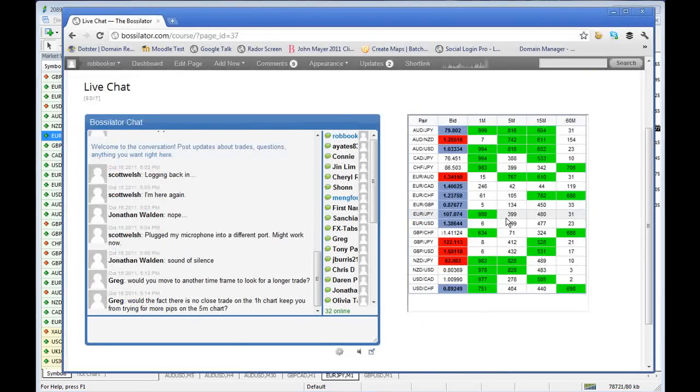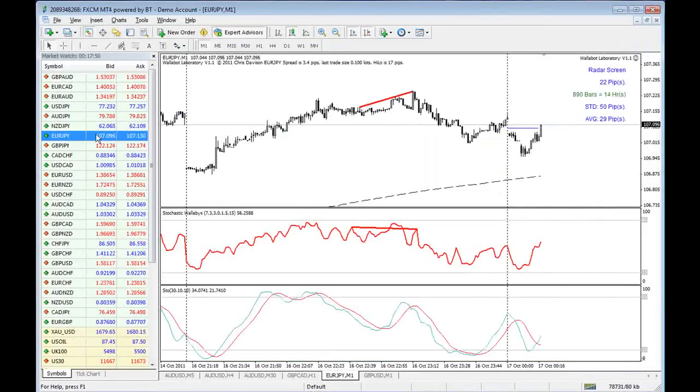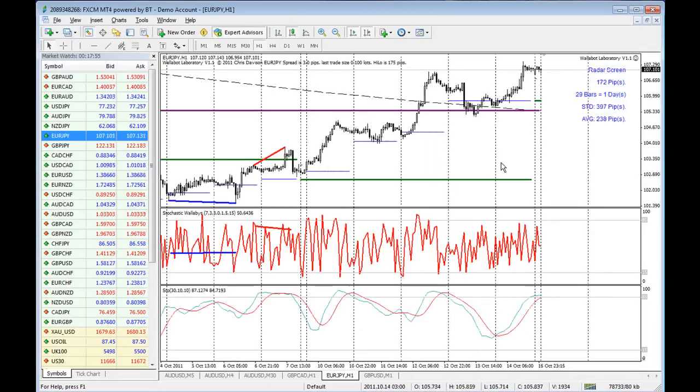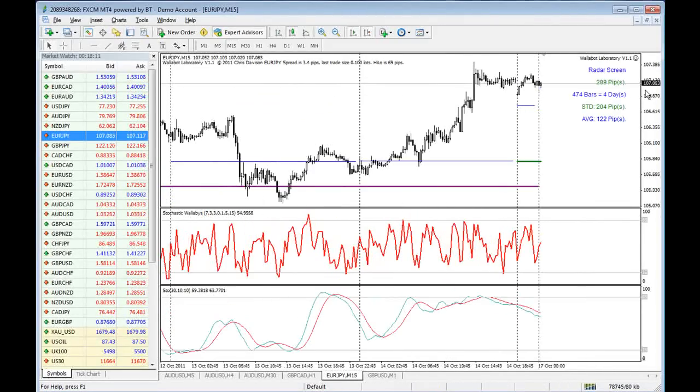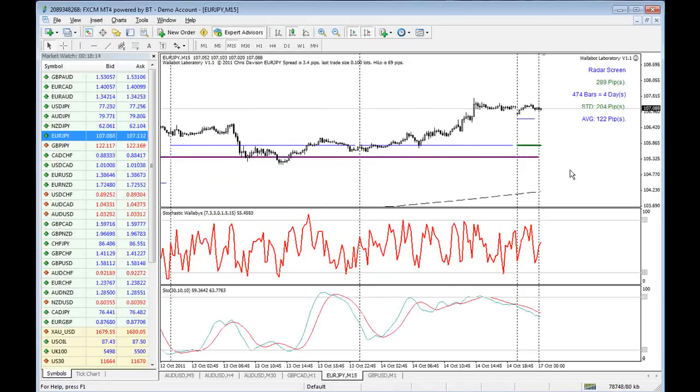If you look at the Bossilator readings on the higher time frames, the 5 minutes at 399, the 15 minutes at 480, and the 60 minutes at 31. Let's just take a look right now at, for instance, the 1 hour chart. It's just rising above the 800 period simple moving average right now, Sean. It's just 30 bars since it was last at the 800 period simple moving average. It's just now trying to get away from it. On the 15-minute chart, it's been about 470, so it's a little bit longer.